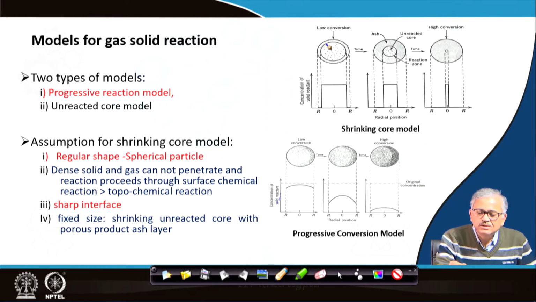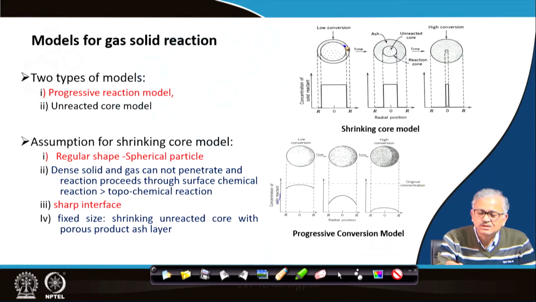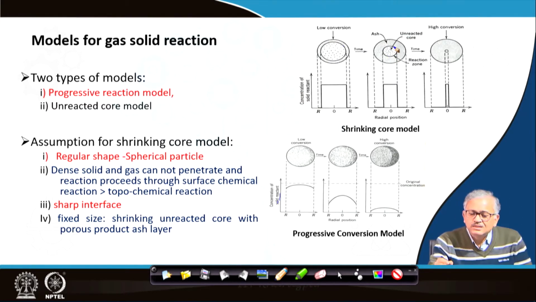So initially it was the unreacted core. After some time you can find this is the unreacted core, and this is basically the reacted one, that is the ash layer. It is also called the ash layer, and the ash layer is usually porous, and that allows the gas to pass through. The reaction always takes place at this interface, and after some time you can find the unreacted core has sunk further. This is the unreacted core, but eventually there exists an unreacted core, and this is called the ash layer.